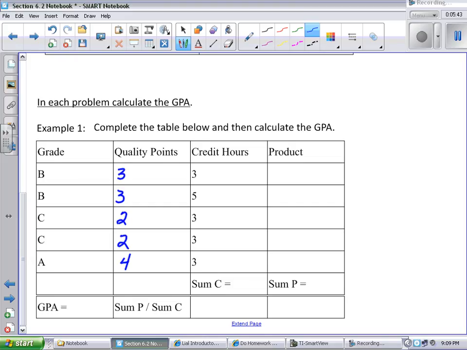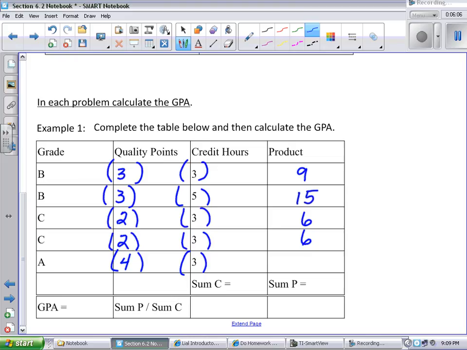So we're going to multiply these two numbers here. So if you look at the right-hand column, it gives us a product. 3 times 3 is 9. Next one, 3 times 5 is 15. 2 times 3 is 6. 2 times 3 is 6. And 4 times 3 is 12.